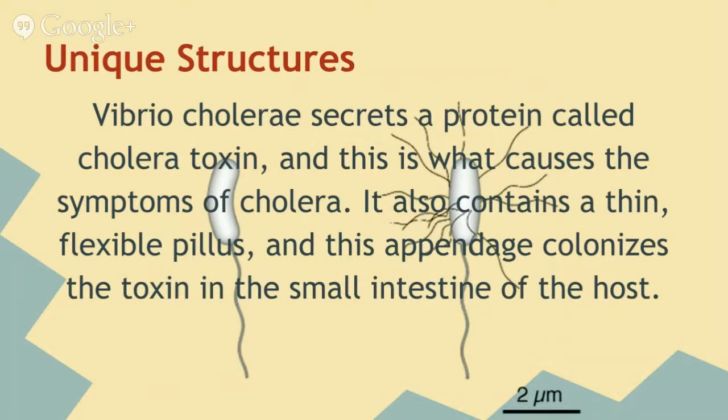Some unique structures of cholera include their pili. As you can see, the picture on the left is cholera, and on the right you can see the pili. The pili actually help to colonize the toxin that it produces. It produces a cholera toxin, which is a protein, and that is what causes the symptoms of cholera itself. That toxin will be colonized in the small intestine of the host, and that's what causes symptoms like diarrhea.